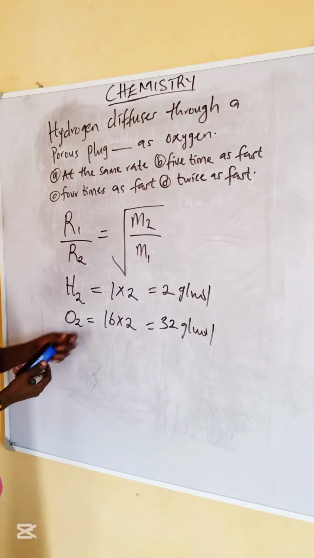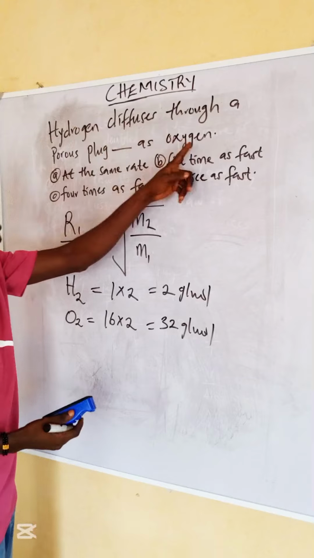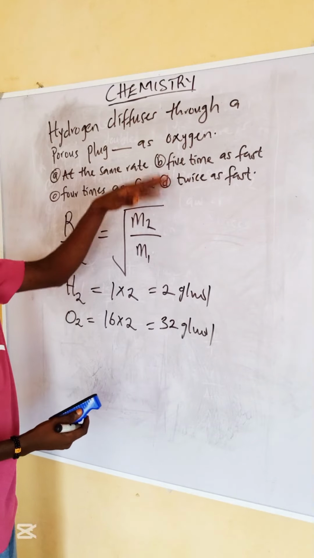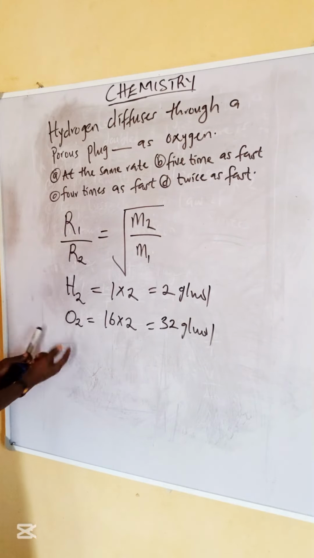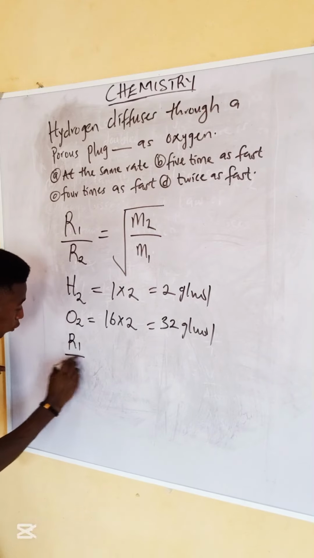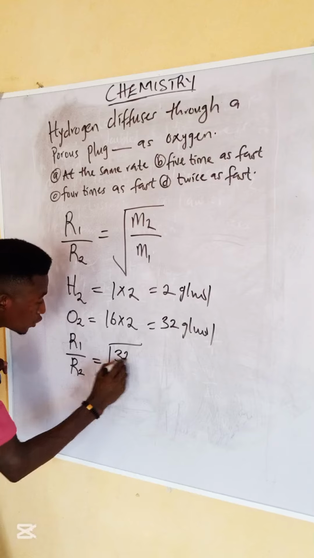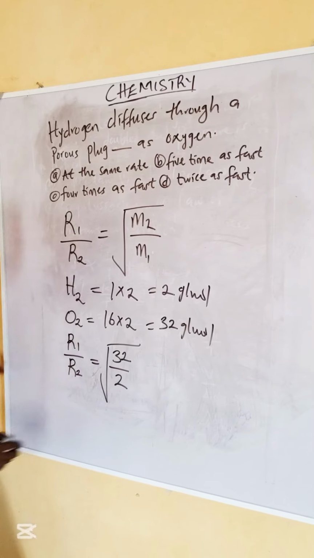So we want to know if hydrogen diffuses at the same rate as oxygen, or 5 times as fast as oxygen, or 4 times as fast as oxygen, or whatsoever. All right, so let's input this into our equation. We have R1 over R2 equals the square root of M2, which is 32, over M1, which is 2. Are we together now?